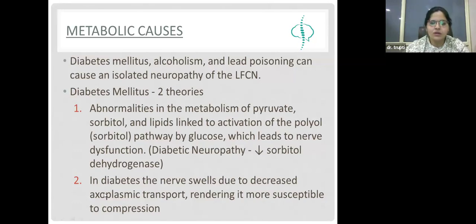The second one is when there is decreased axoplasmic transport, then the nerves swell up and are susceptible to compression. So axoplasmic transport is a transport between the axons and the nerve cell. It goes away from and towards the nerve cell. So the axons are the ones which transmit the signal. So if there is decreased axoplasmic transport, then it can lead to the compression.